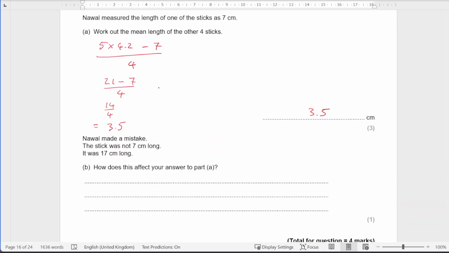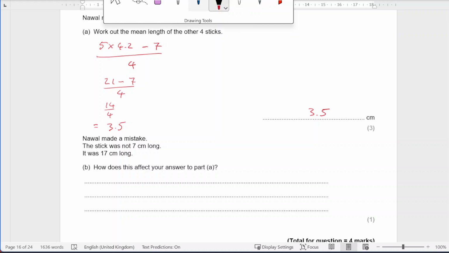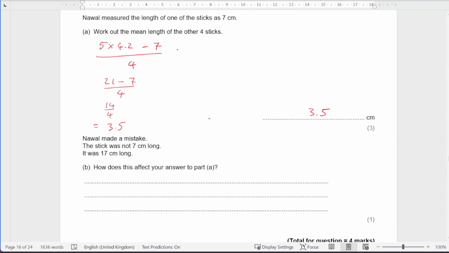So in effect, I'm going to track through what changes it would have made. So it would have been minus 17 instead. So this would have in fact been 4 over 4. So this would have been 1. So how would this affect your answer to part A? My answer would be much smaller. 1, not 3.5. Don't think I really need any more detail than that. That would be how I would go about that question.